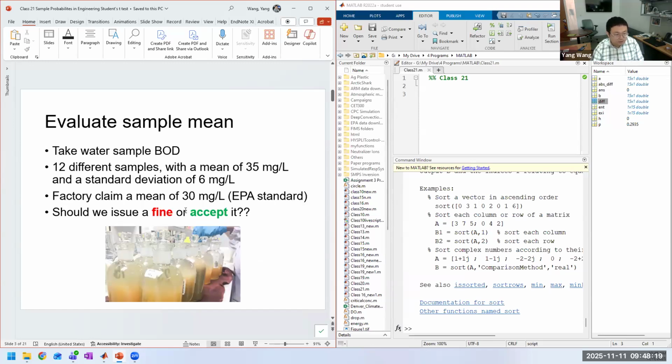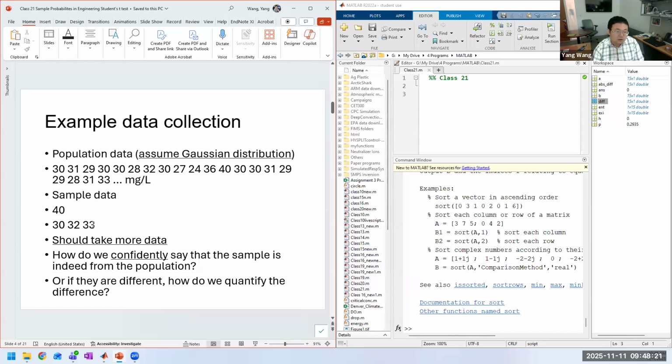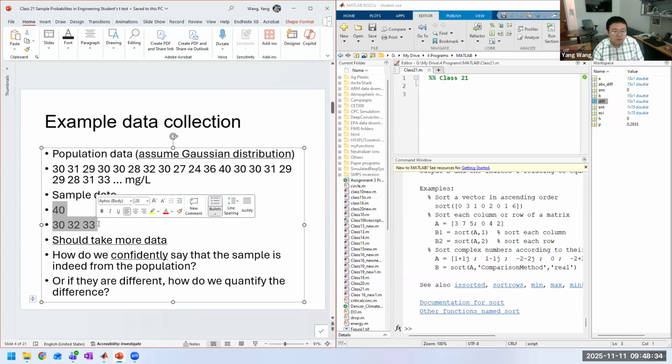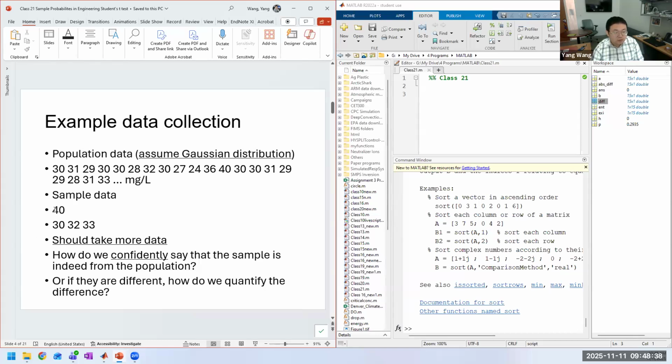So should we accept it or should we issue a fine? Because theoretically, if this is indeed the water BOD concentration discharged by the factory, it is normal, right? It could be possible that we could be taking samples with any values. So the lesson we learn from here is that to reduce the error of our sample, we should be taking more data, right? Instead of taking 3, we could take 12.